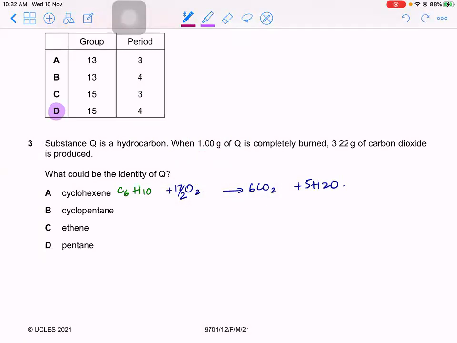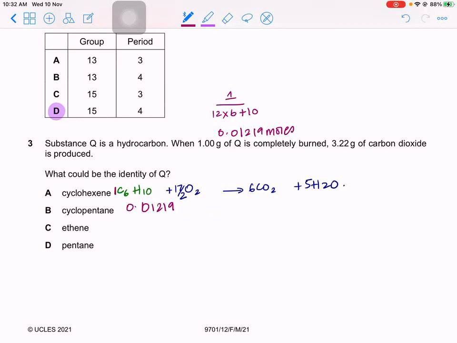So can I convert 1 gram to moles? If this is Q, can I convert it to moles? So I can do 1 upon the MR. What will be the MR? 12 times 6 plus 10. So 12 times 6 plus 10, 1 divided by that, and that will give you 0.01219 moles. So this is 0.01219 moles of C6H10. Let's see.